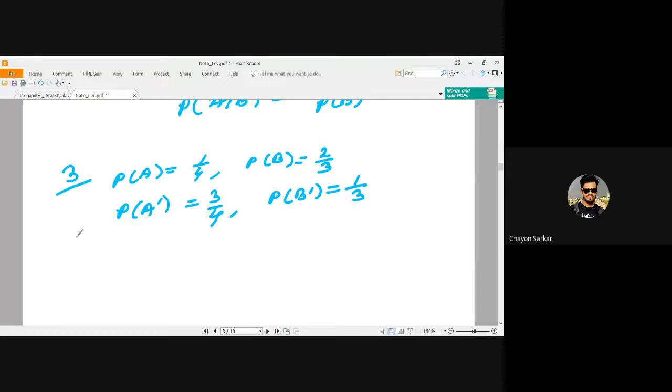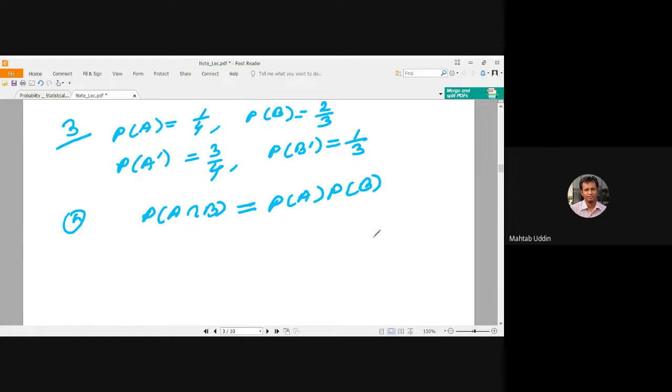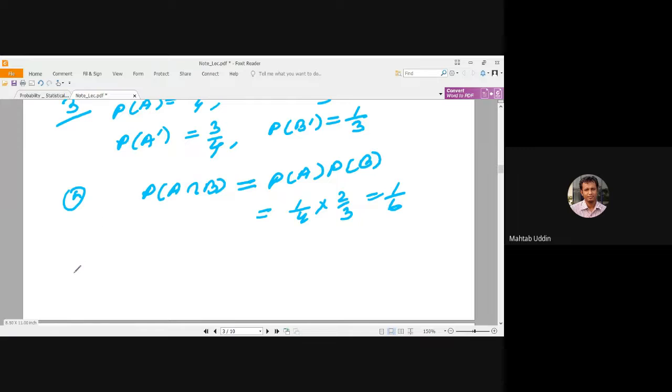Independent. Now A, this is easy. P of A intersection B, I think you can find it: P of A into P of B. So 1 by 4 into 2 by 3, that is 1 by 6. Okay? Did you understand? You have to respond, because I cannot tell whether you understood. Yes, sir.